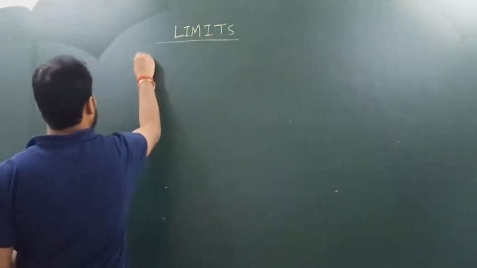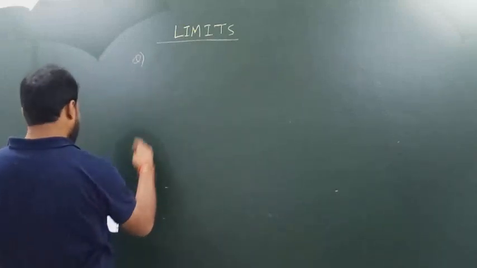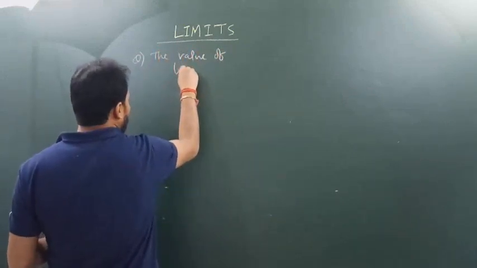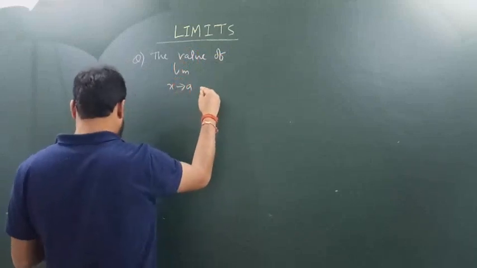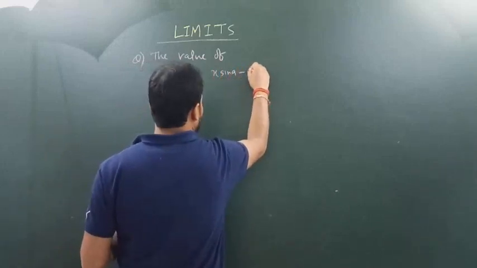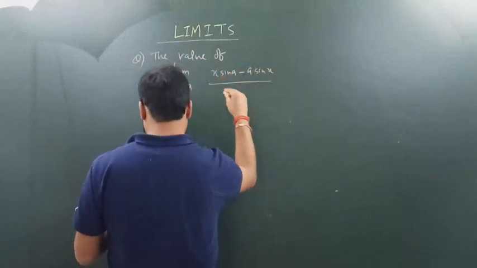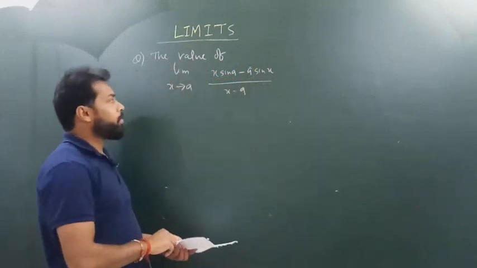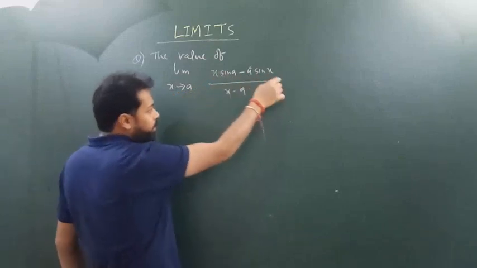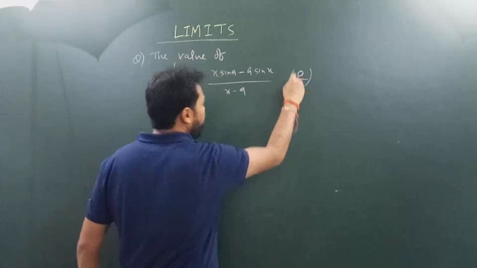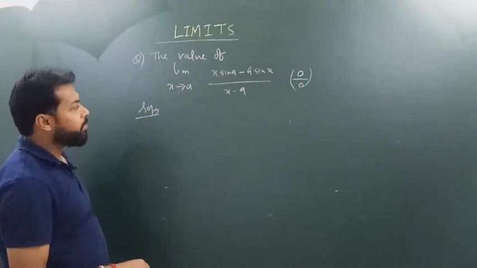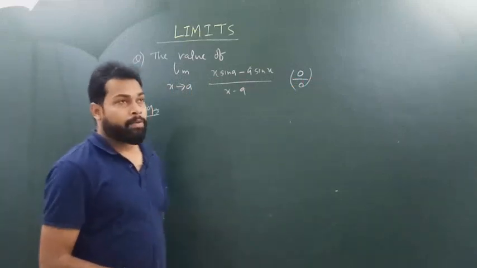Next question, the value of limit x tends to a, x sin a minus a sin x divided by x minus a. Now again this is 0 by 0 form. Put x equal to a here, so you will get a sin a minus a sin a, that will give 0, and the denominator is again 0. So 0 by 0 form, here we can apply L'Hospital rule.